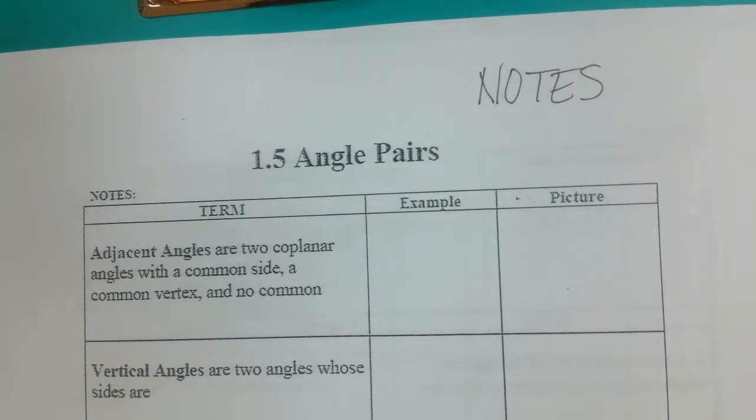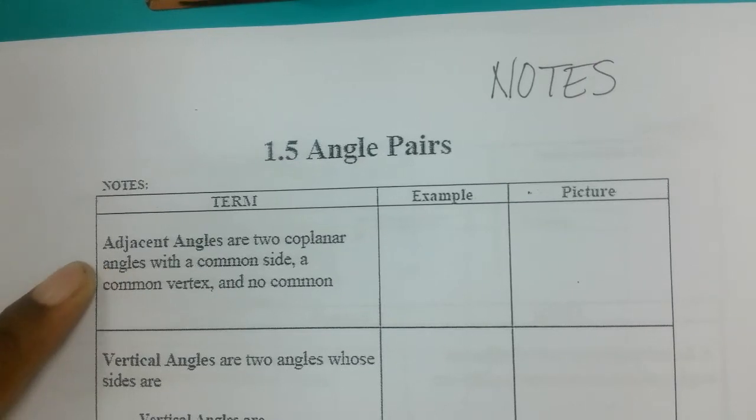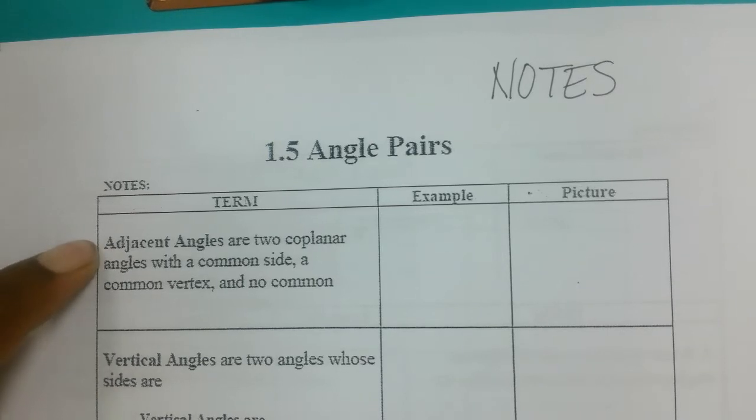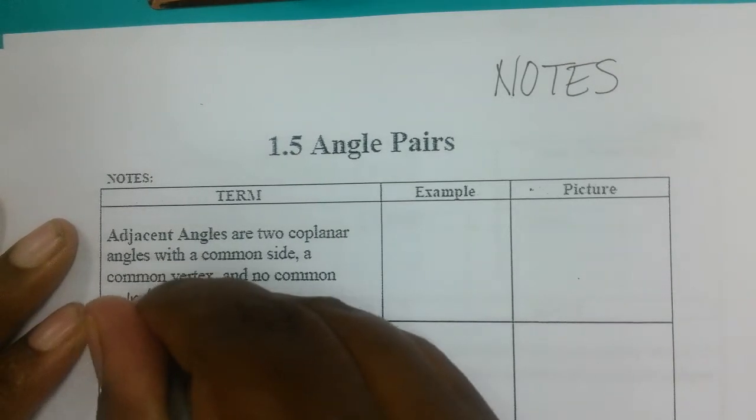So this is our notes for angle pairs. We want to know about the relationship of different angles. This first part is all vocabulary. Our first angle pair is adjacent angles. Does anybody know what adjacent means? If you know what adjacent means, then it really makes sense. Adjacent angles are two coplanar angles with a common side, a common vertex, and no common interior points.